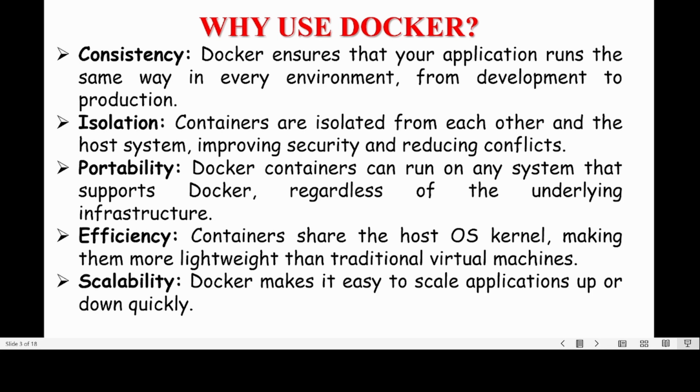So why do we use Docker? Well, for consistency. This ensures that the environment within the development framework is the same even in the production framework. So it ensures that the application runs the same way in every environment, whether in development or in production. It also isolates the containers from the host machine itself, which helps to improve security and reduce conflict. So we have portability, we have efficiency, and then we'll talk about scalability. We will see this in our upcoming slide when we demonstrate a practical project on using Docker for deploying an application.